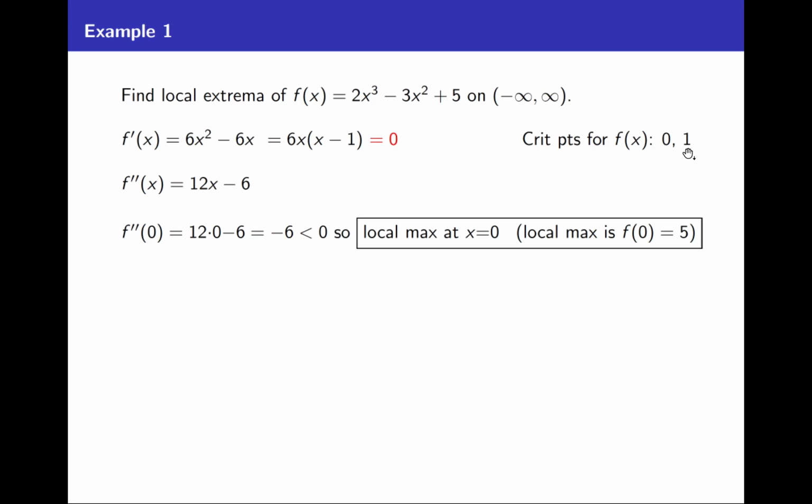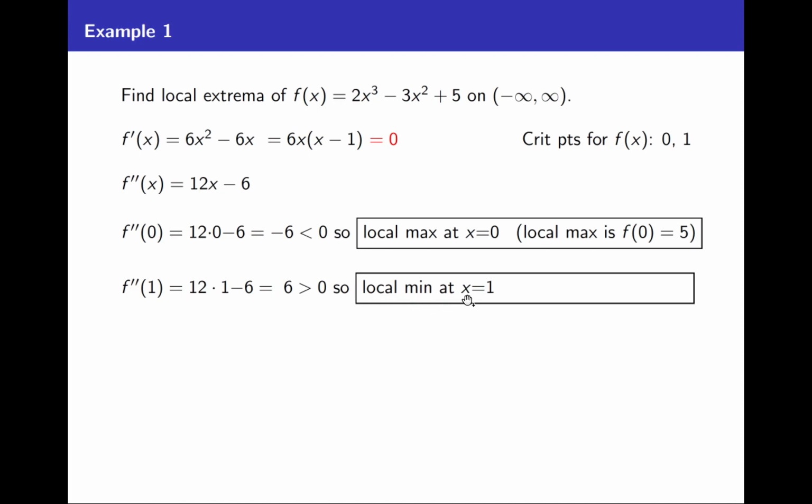We're going to move on now to our next critical point, which is 1, and we're going to plug that into the second derivative. F double prime of 1 is 12 times 1 minus 6, and that's positive 6, which is greater than 0. It's positive. And remember what the second derivative test said about this situation. Positive second derivative means local minimum. So we have a local minimum at x equals 1. And that local minimum would be f of that 1, which is 4. So we've got a local minimum of 4 that occurs at x equals 1.